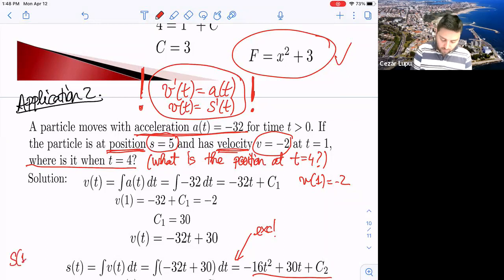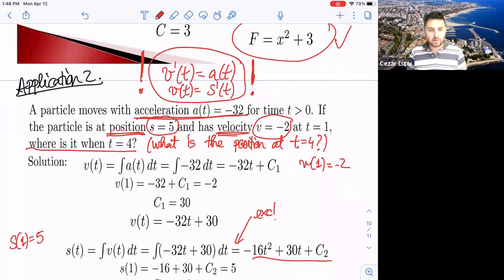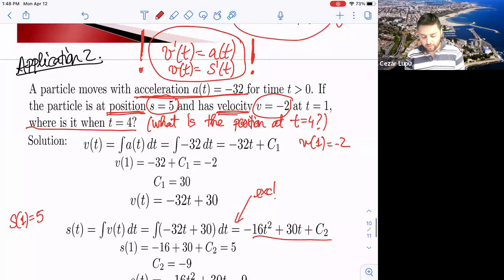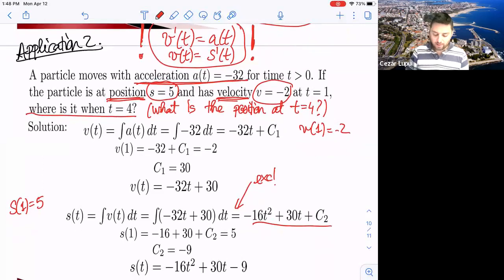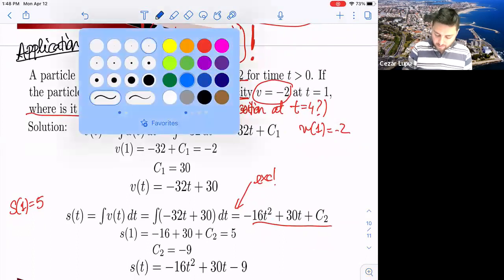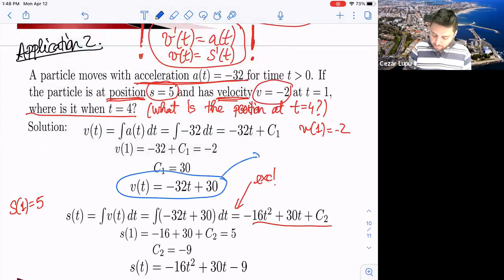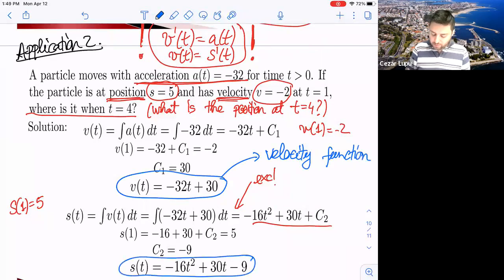So let's write this here. s of 1 is 5. So this means you replace t by 1. This will give you that s of 1 is negative 16 plus 30 plus c2 equals 5. And then you'll find out c2, which is negative 9, and you can write the position function. So here, we wrote the velocity function, by just integrating, and here we found the position function by integrating the velocity.